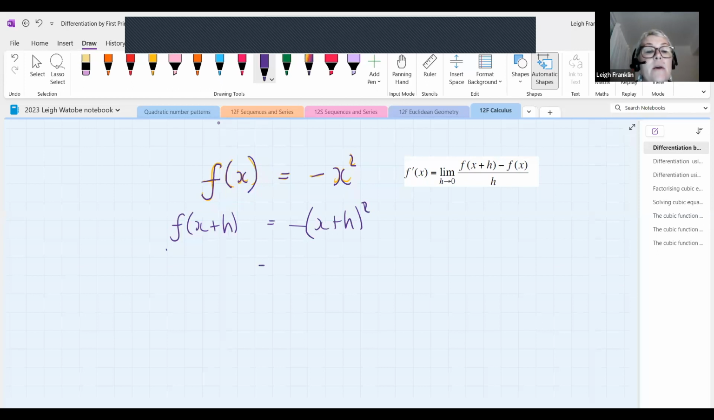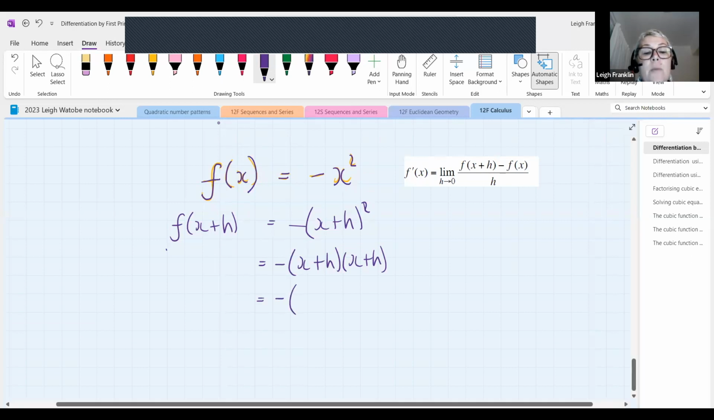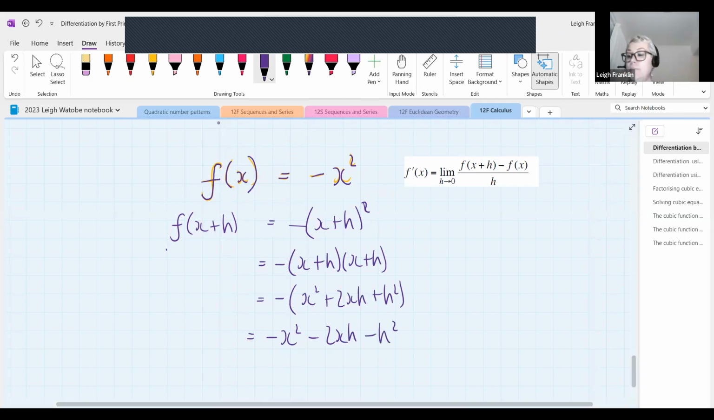Okay, and then here you ended up with negative, and then you had x plus h times x plus h. Is that correct? Yes. And then you ended up with, you said x squared plus 2xh plus h squared, and then you got minus x squared minus 2xh minus h squared. Is that correct? Yes. All right, lovely.